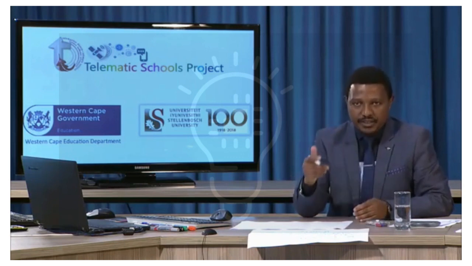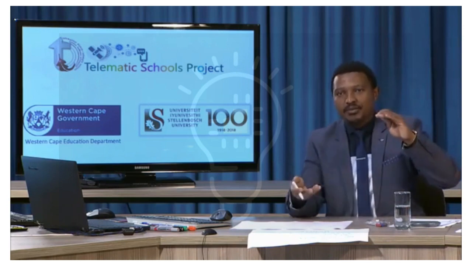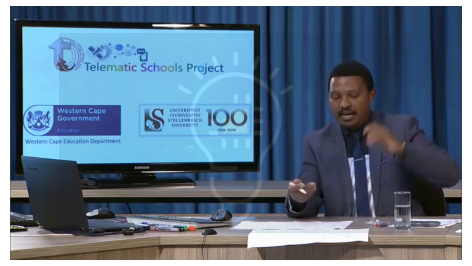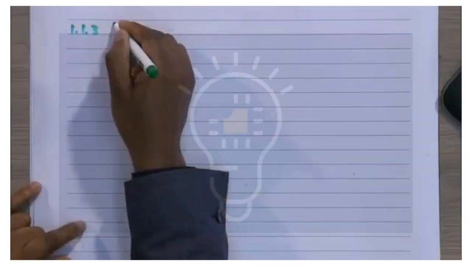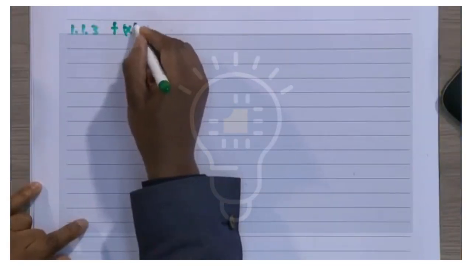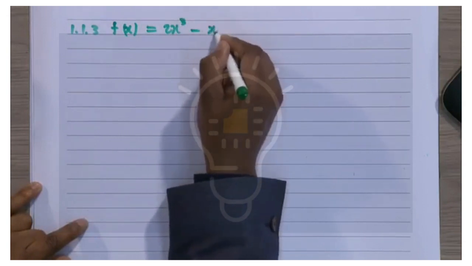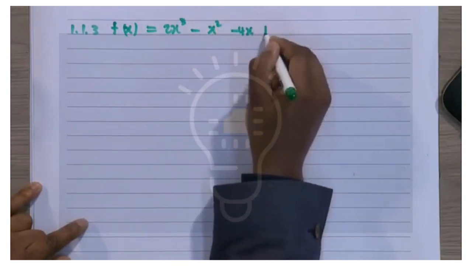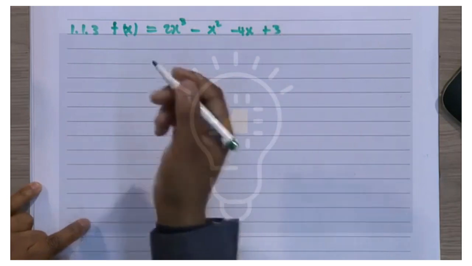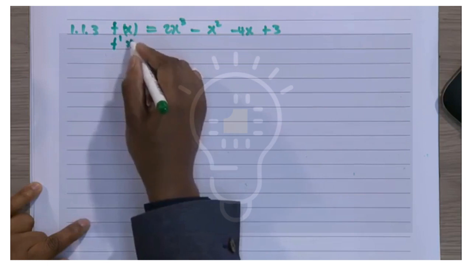You have to differentiate the function, you equate it to 0, you solve for x. That x value tells you where your function is having the local max and where your cubic function is having the local min. So the first thing that we need to do now is to find the first derivative. Our f of x, remember, was 2x cubed minus x squared minus 4x plus 3. That's our original function.